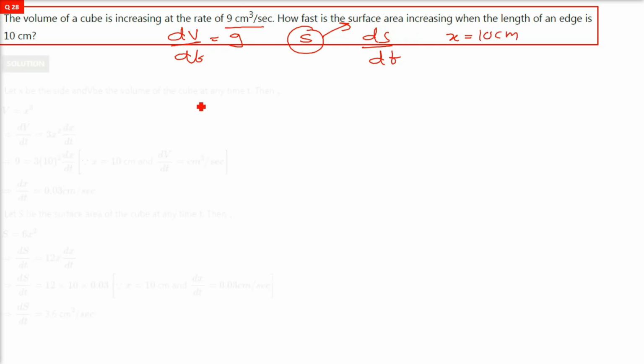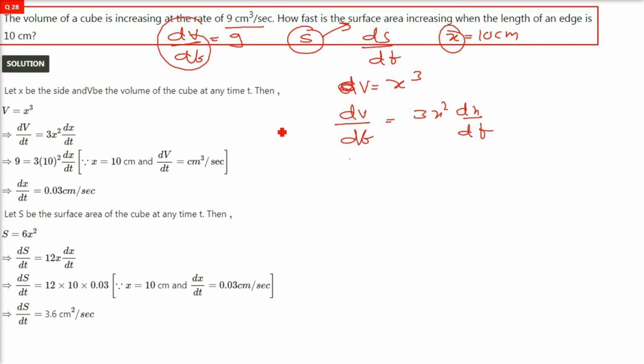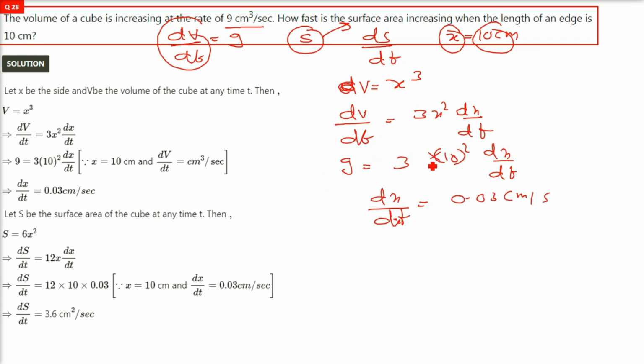Volume of a cube, we have already seen that if there is a cube edge or side, we take it as x, and volume will be equal to x cube. Surface area of a cube is 6 into side square. So volume equals x cube, dv by dt will be equal to 3x square dx by dt. This dv by dt we already know is 9, x is 10, so put it here: 3 into 10 square, dx by dt. dx by dt can be computed from here. This is 9 divided by 300, which is 3 divided by 100, that is 0.03 centimeter per second. This is your dx by dt.